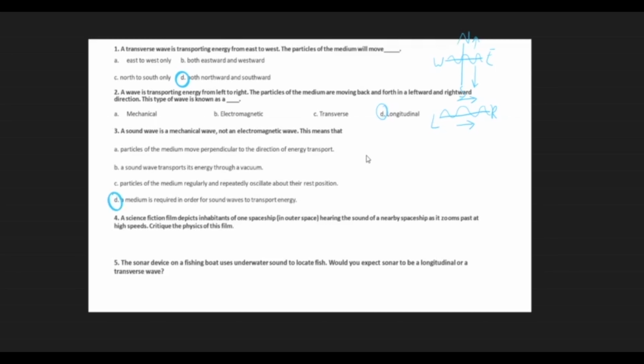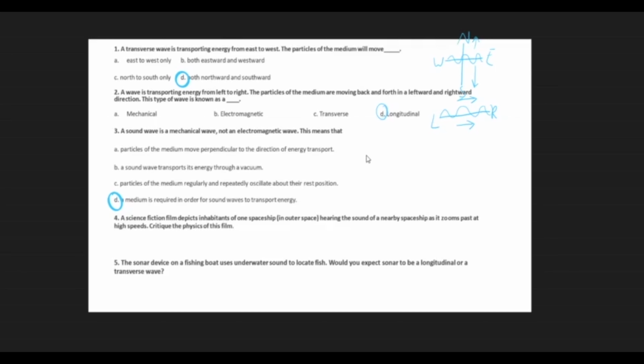Now to the next question. A science fiction film depicts inhabitants of one spaceship in outer space hearing the sound of a nearby spaceship as it zooms past at high speeds. Critique the physics of this film. This will be wrong because in order for sound to be heard, there must be a medium, whereas outer space is made of vacuum, so there are no particles or medium. Now let's move on to the next question.